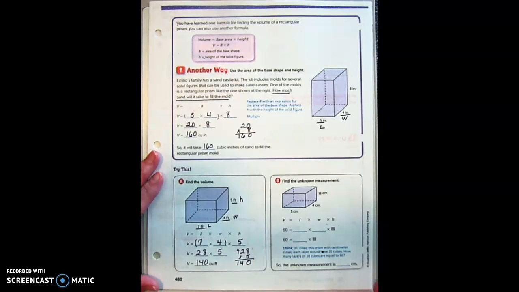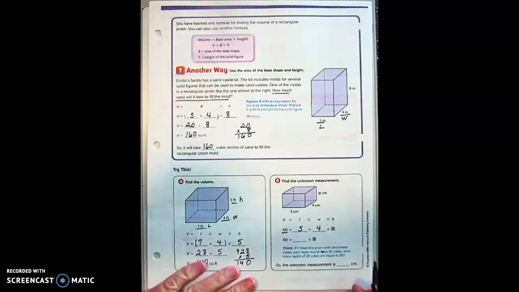Now we have to find an unknown measurement. This time they give us the volume. They also give us the length and the width. So we have to figure out how we are going to do that. Well, we can get the area of our base because 5 times 4 is 20.